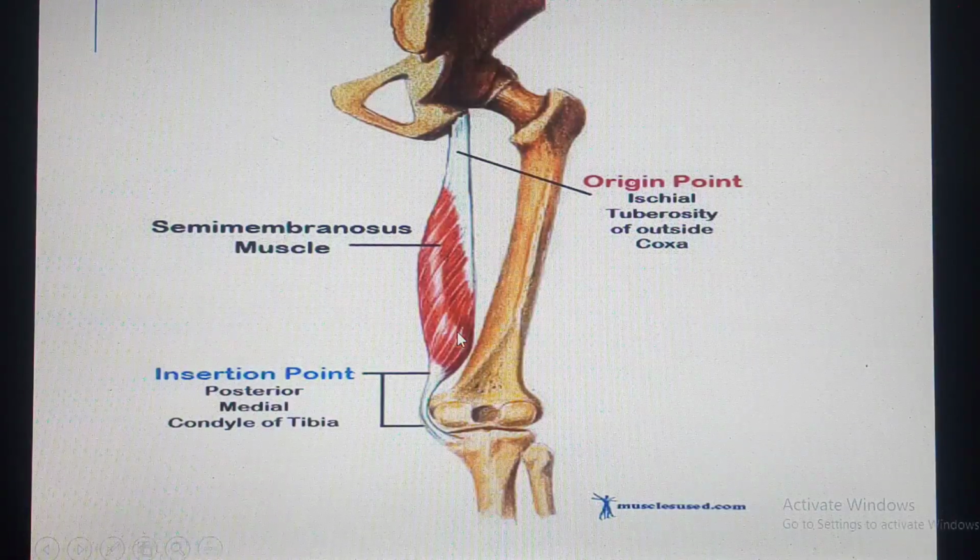Just like semitendinosus, it will also be supplied by the tibial branch of the sciatic nerve. So these are the muscles which are going to form the posterior compartment of the thigh.